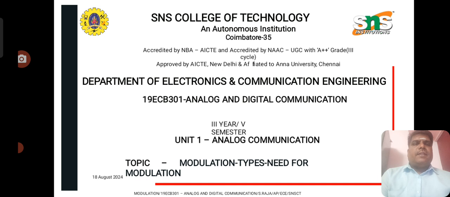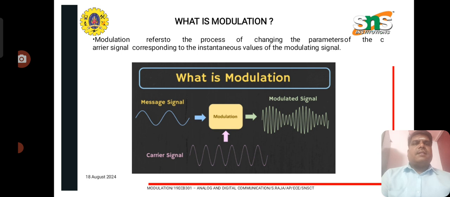In this YouTube video, I am going to discuss the 19ECEB301 Analog and Digital Communication subject under the topic Modulation Types, Need for Modulation. So what is modulation? Modulation refers to the process of changing the parameters of the carrier signal corresponding to the instantaneous value of the modulating signal. If you see the figure, message signal and the carrier signal are applied to modulation. After the modulation, we can get the modulated signal.